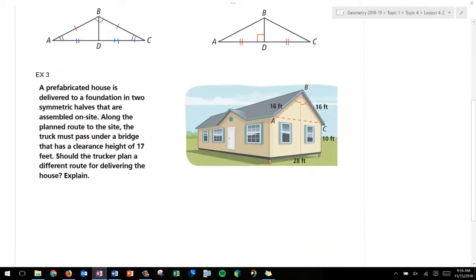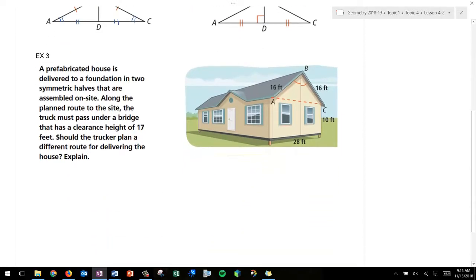So we've got one more example to look at. This is a prefab house which exists all over the place. And they want us to figure out, should this truck be able to get under a clearance that's 17 feet. So the house from the bottom of the roof to the bottom of the house is 10 feet. And they gave us that this whole length was 28 feet.